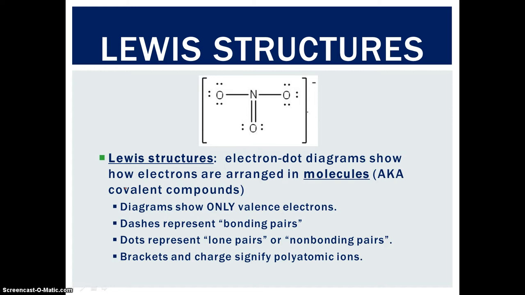And then in the case of a polyatomic ion like this one, you'll have brackets and charge to signify the polyatomic ion. So we're going to just look at this structure and how it relates to things that we already know. You have one nitrogen here, and 1, 2, 3 oxygen, and a negative charge. This is your nitrate polyatomic ion. So we can look at a structure pretty easily and identify what it is.